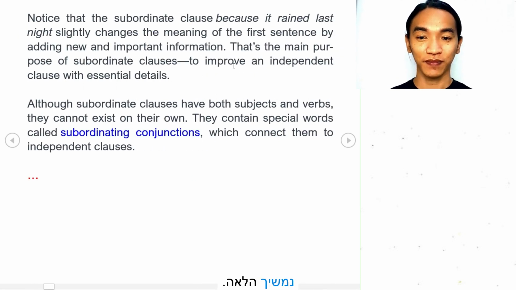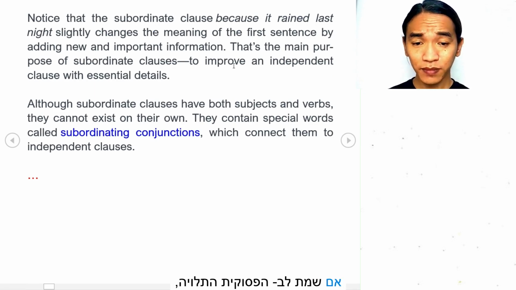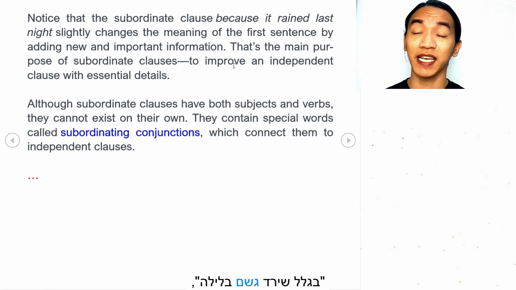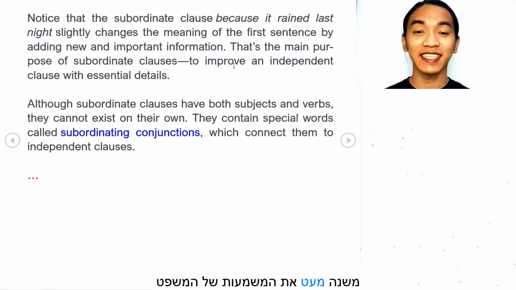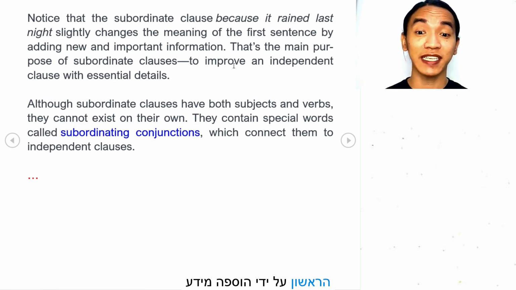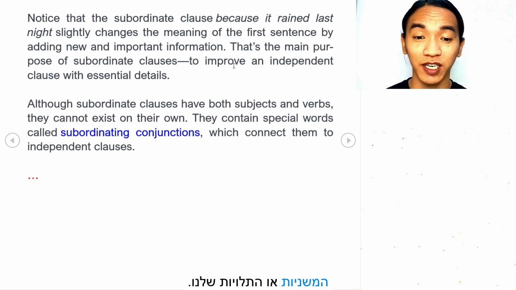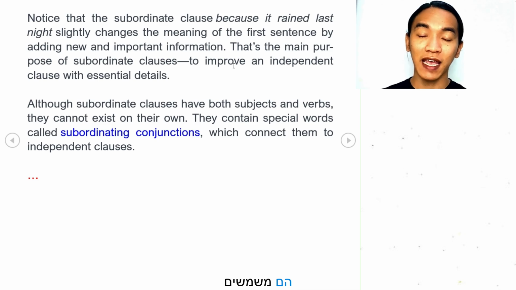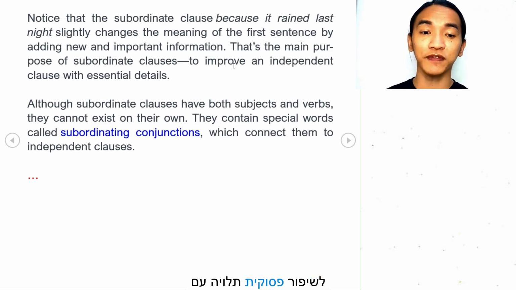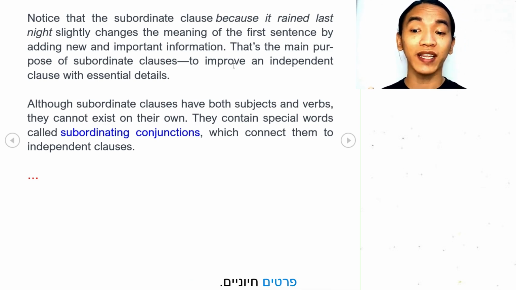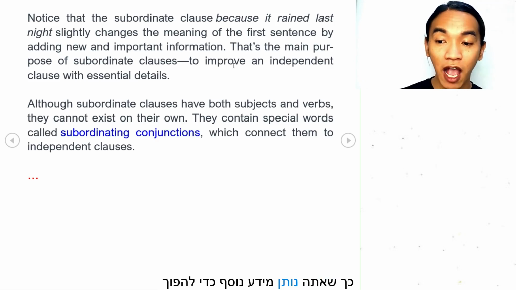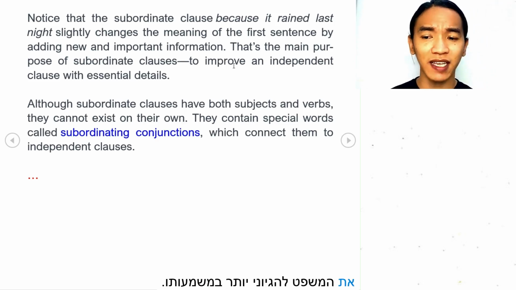Okay, next one. If you notice, okay, that the subordinate clause because it rained last night slightly changes the meaning of the first sentence by adding new and important information. Okay, that's the main purpose of your subordinate or your dependent clauses. They are used to improve an independent clause with essential details. So you're giving more information to make the sentence even more sensible in meaning, okay?